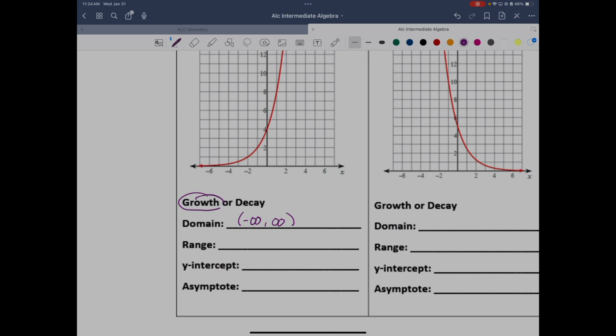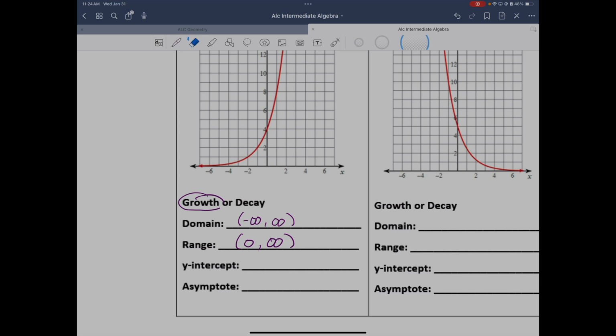The range is how far it goes from down to up. So you take your lowest value of y, and then you go up with it. In this case, the lowest value of y that these are going to have is 0. And these are always, for the range, going to go from 0 to infinity. They're going to go from the x-axis up. That's what 0 to infinity represents.